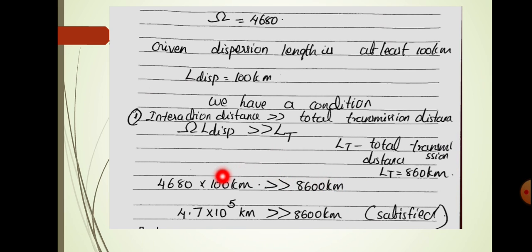So we have to check whether this condition is satisfied or not. Here you can see that this condition is satisfied. That means the interaction distance between the solitons should be very much greater than the total transmission distance. Here that's true. Actually it is 33 times higher than the 8,600 value.